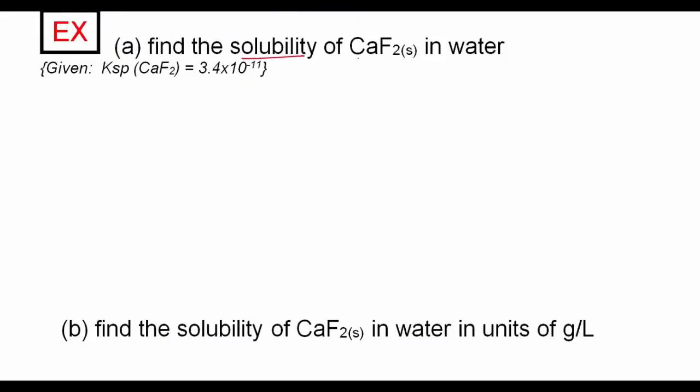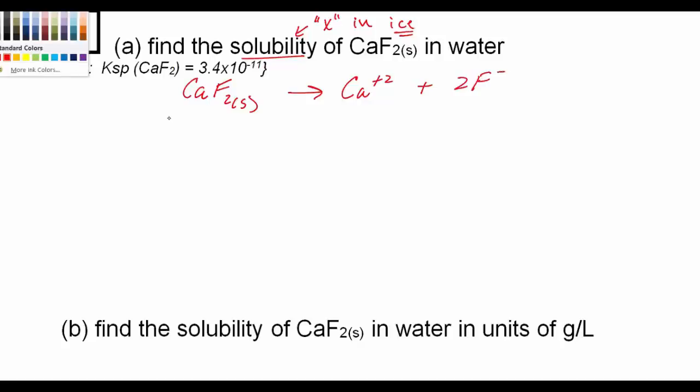Find the solubility of calcium fluoride in water. And remember, solubility is just the X in ICE. So let's write our Ksp reaction and then do ICE. So solids go to their ions: Ca2+ and 2 fluoride anions. We've got our ICE table.